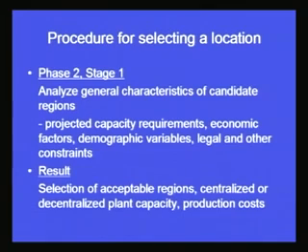There would be some regions which would be outrightly rejected, because economically it is not justifiable to place a plant in such and such location, or demographic variables do not persist on setting up a plant in this particular location. So some locations would be rejected, some locations would be accepted. So selection of acceptable regions would be done after phase 2 of stage 1.